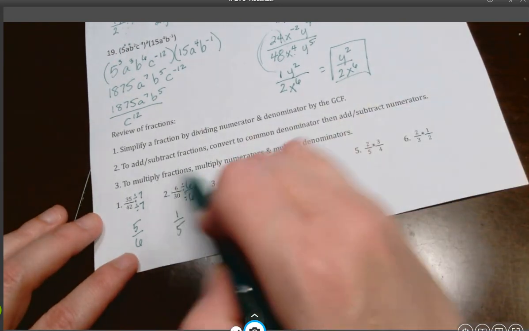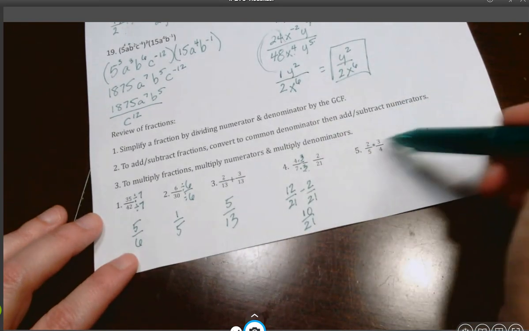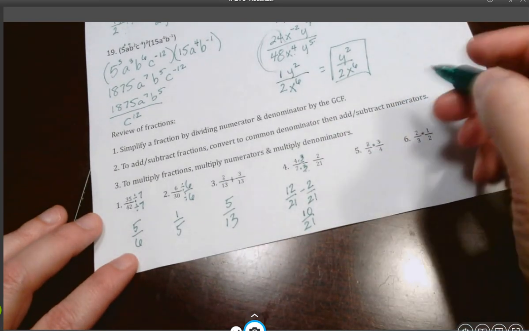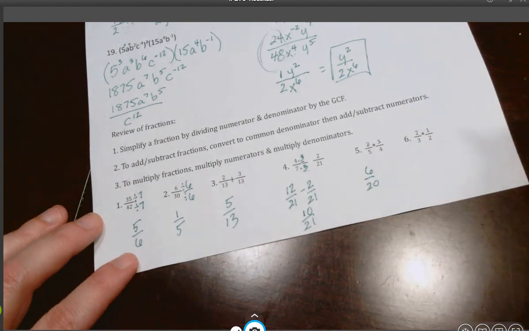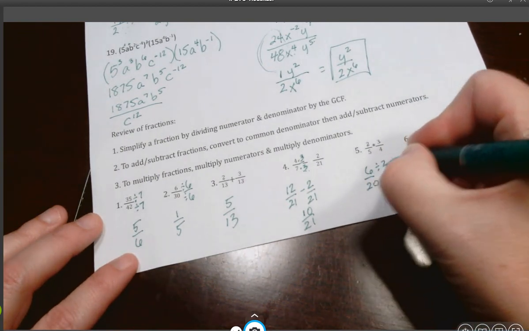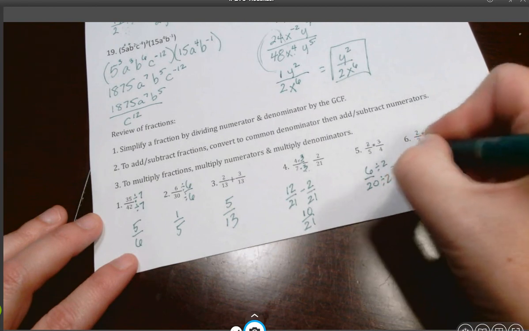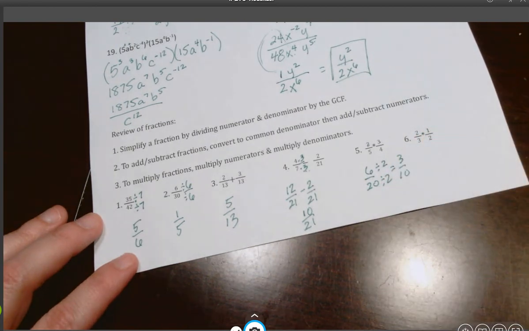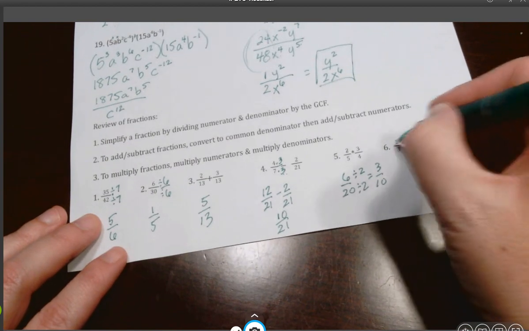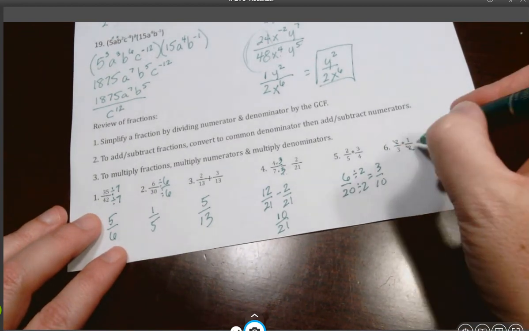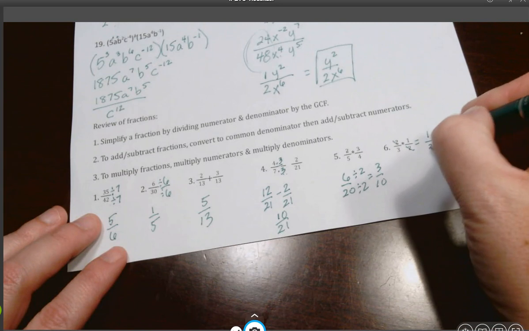All right, to multiply fractions, you just multiply the numerators and you multiply denominators. So in this case, I have 6 over 20. That can be simplified by dividing by 2. So I get 3 over 10. Another way to simplify is if something cancels in the numerator and the denominator, you can just simplify right away. And in this case, I would just get 1/3.